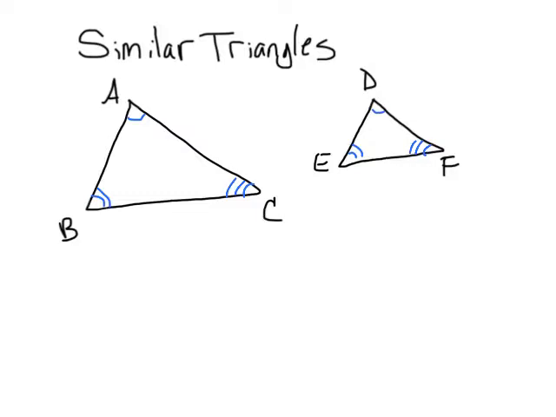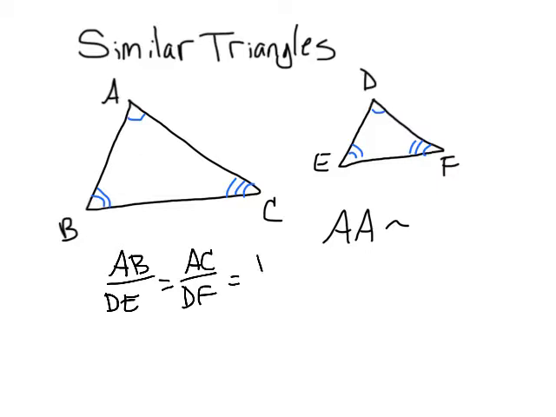So the minimum requirement to prove triangles similar is not angle, angle, angle. In fact, all we need are two pairs of corresponding angles to prove them similar. And that's angle-angle similarity. So that's all I need if I'm going to prove triangles similar. Once I know that triangles are similar, then corresponding sides are going to be in proportion, which means AB over DE is equal to AC over DF, which is equal to BC over EF.